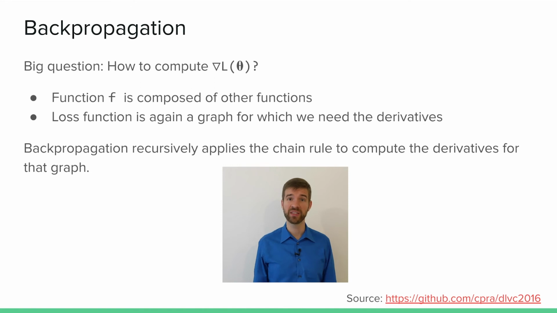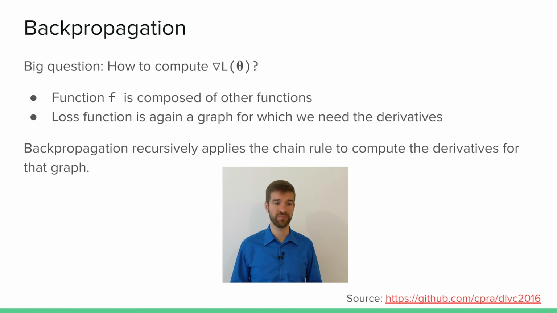Coming to the next big question that might arise when you talk about this: how do we compute this gradient of our loss function? We've heard about this being an immensely complex function with a really complicated surface. So how do we compute this effectively and efficiently? Well, there is one key idea here: the function that we're trying to optimize is composed of other functions. And if it's composed of other functions, we can try to compute something for these smaller parts and then put it all together.